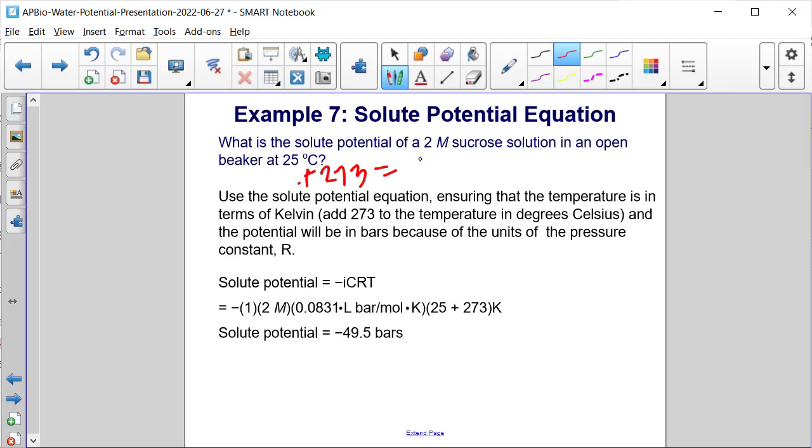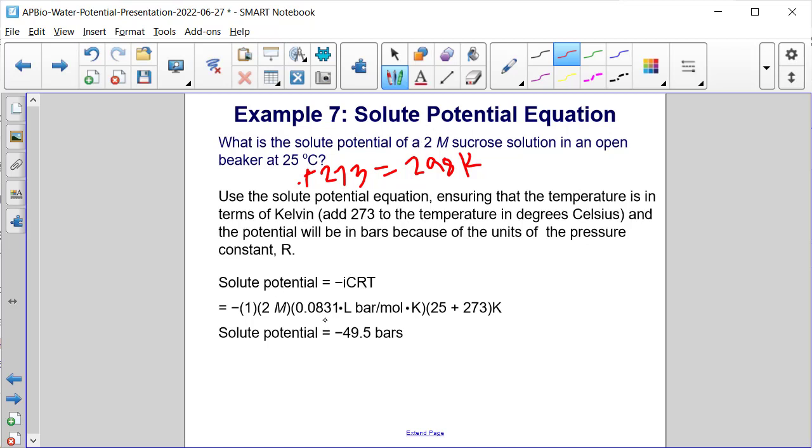So we get 298. And given the units for R that we're using, our final units of pressure will be in bars. So I is always 1, right? And we're talking about sucrose here. We're assuming that it's 1. The concentration is 2 molar.